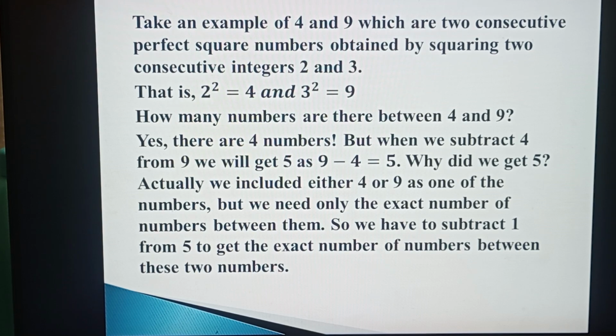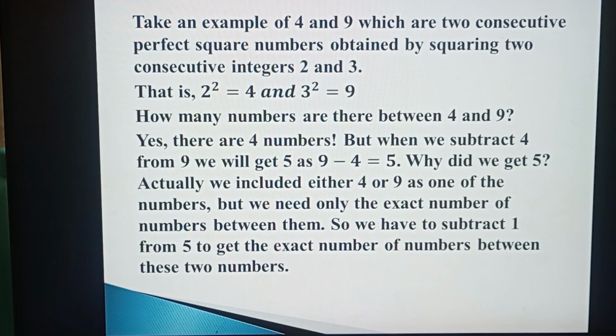Take an example of 4 and 9, which are two consecutive perfect square numbers obtained by squaring the consecutive integers 2 and 3. So between 4 and 9, how many numbers are there? We'll have to find out. See, 2 squared is equal to 4 and 3 squared is equal to 9. So these are the two consecutive perfect square numbers. There cannot be any other perfect square numbers between 4 and 9.